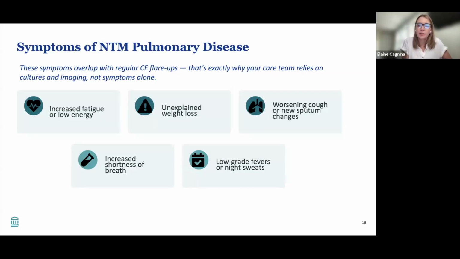Symptoms of NTM pulmonary disease overlap 100% with regular CF exacerbations. That's exactly why your care team relies on cultures, imaging, and not just symptoms alone, as well as pulmonary function testing, and we try to collect all the data that we can. The symptoms are very similar to other symptoms you may have from CF exacerbations, which include increased fatigue or low energy, unexplained weight loss, worsening cough or sputum changes, increased shortness of breath, low-grade fevers, or night sweats. So very non-specific symptoms. Sometimes you can have hemoptysis as well.